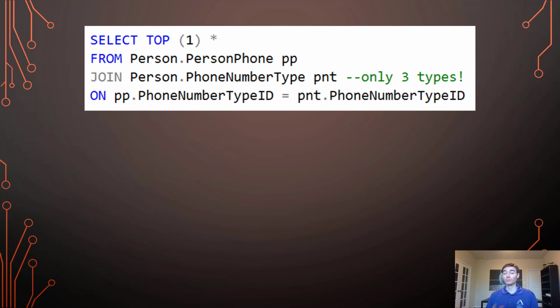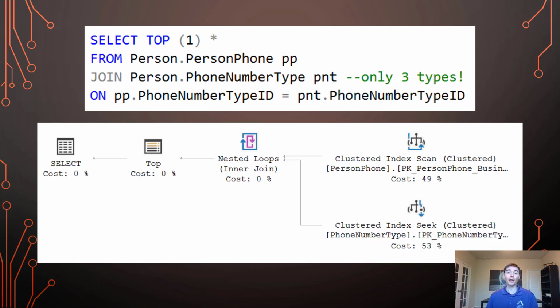Okay. What will happen if I add a top 1 to this query? Will I still get a hash join? No, I actually go to nested loops. Similar reason, it's only a small amount of data. We don't need all of it. We just end up with a scan and a seek.